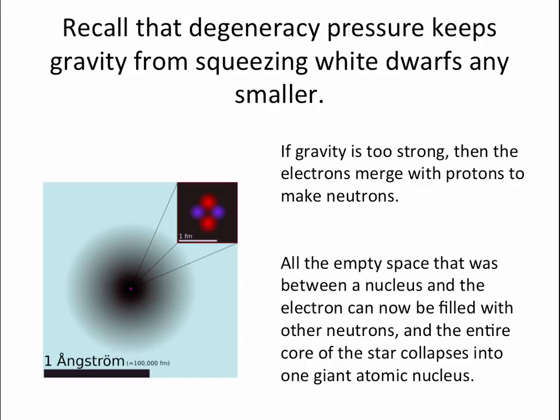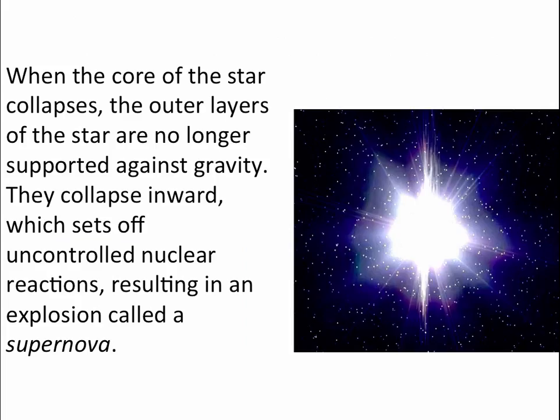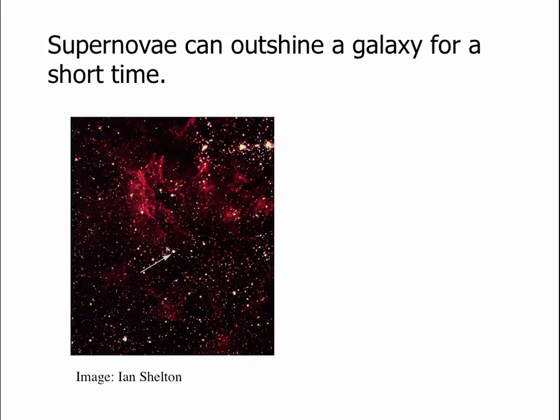They merge with the protons to make neutrons, and now all that space that the electron took up is suddenly available, and gravity can squeeze all that space out of it, and you get what is basically a giant atomic nucleus out of what used to be iron. Since this central part has now collapsed inward very small, all the layers above it no longer have support, and they begin to collapse inward. When they hit this giant atomic nucleus, these outer layers bounce outward. That sets off uncontrolled nuclear reactions, and we get an explosion called a supernova.